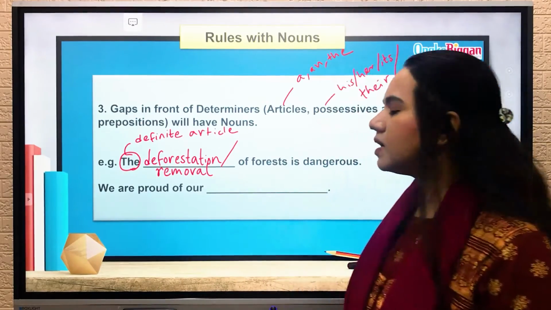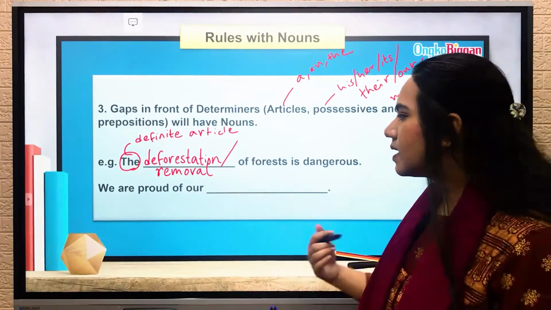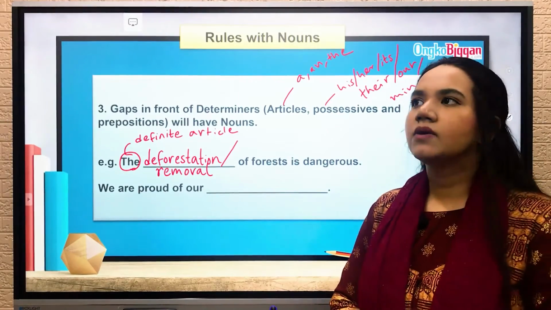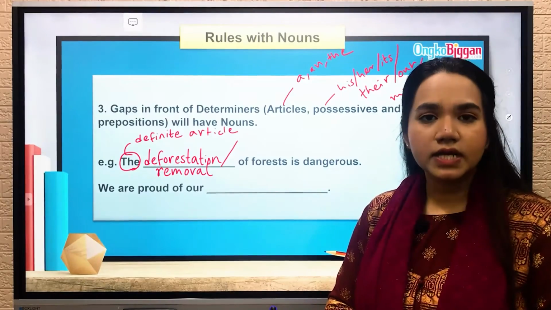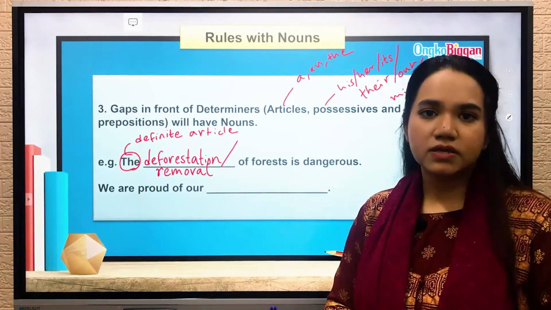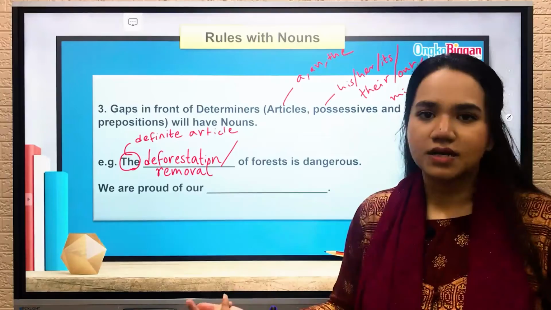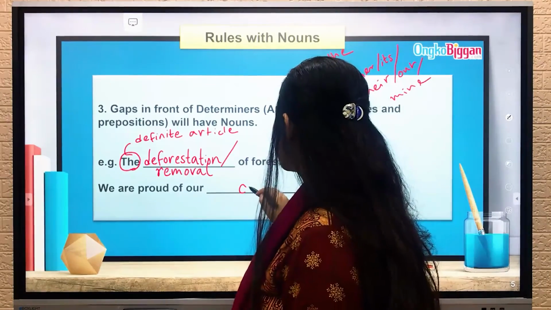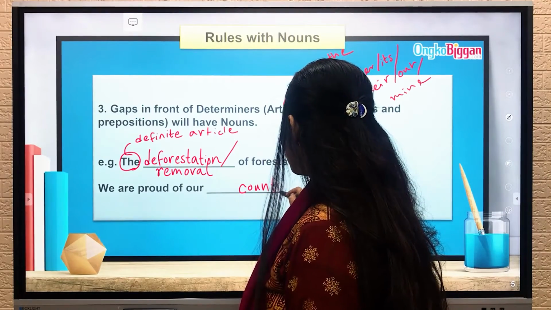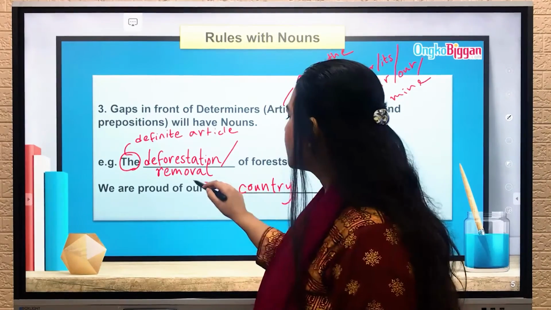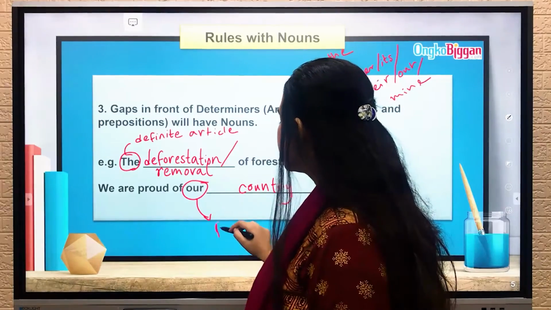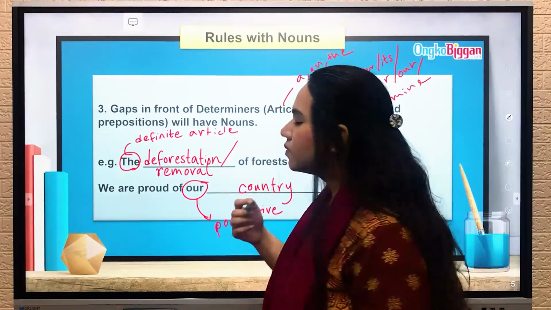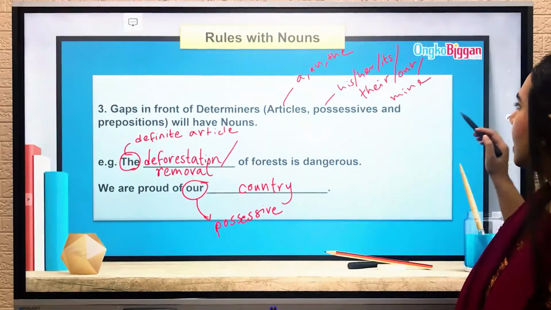We are proud of our dash. So you can say anything. You can say we are proud of our mother. We are proud of our country. We are proud of our language, our freedom, our nation, or of our sister even. So something as simple as that. So we are proud of our, let's say, country. Okay? So in this case, what is the word our? Our in this case is definitely a possessive, right? From we, now we have the word our.